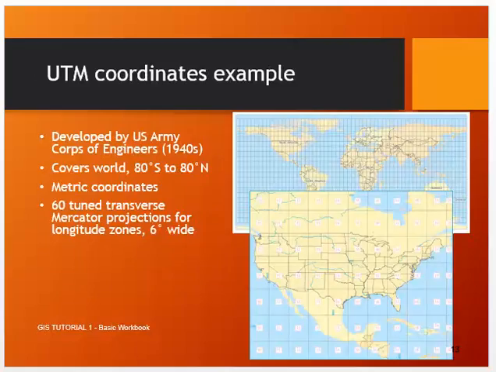So UTM is a rectangular grid. It covers almost to the poles. There are 60 different zones. Each of them is 6 degrees wide, and depending on where your data lies on the globe will determine which zone you're in. In Utah, we're in 12 North, so just good FYI.